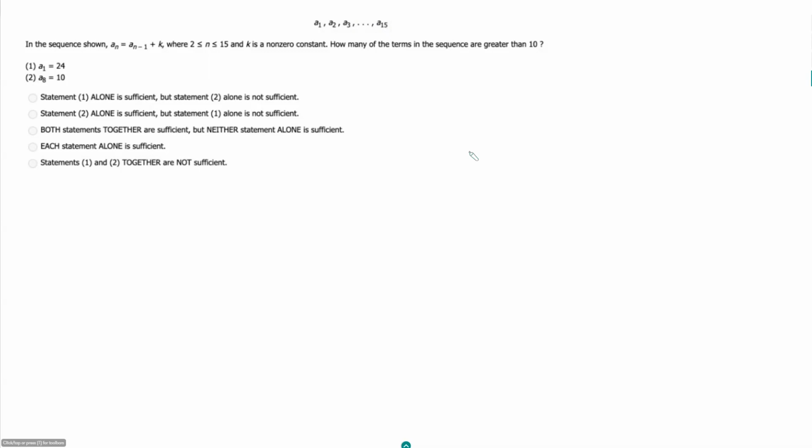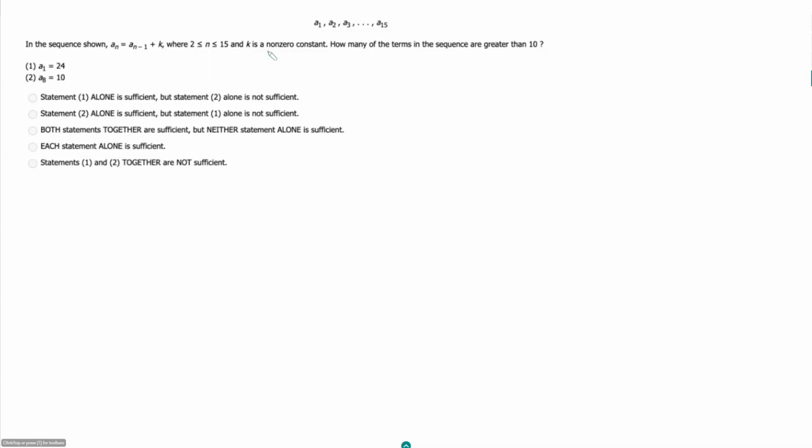In the sequence shown, a sub n is equal to a sub n minus 1 plus k, where n is between 2 and 15 inclusive, and k is a non-zero constant. How many of the terms in the sequence are greater than 10?